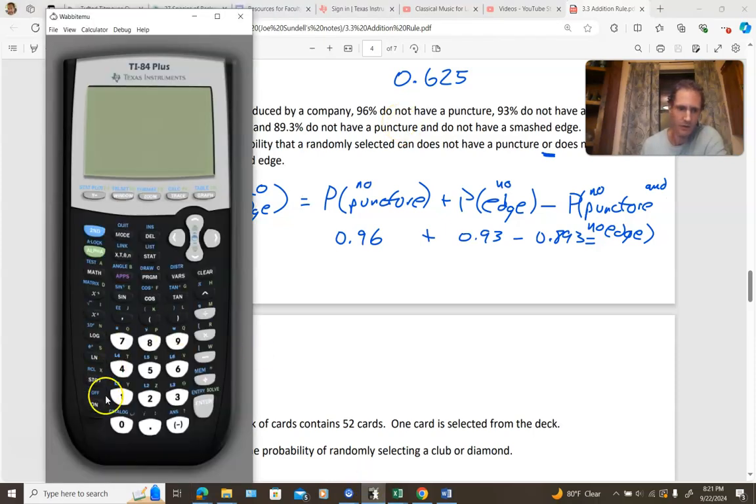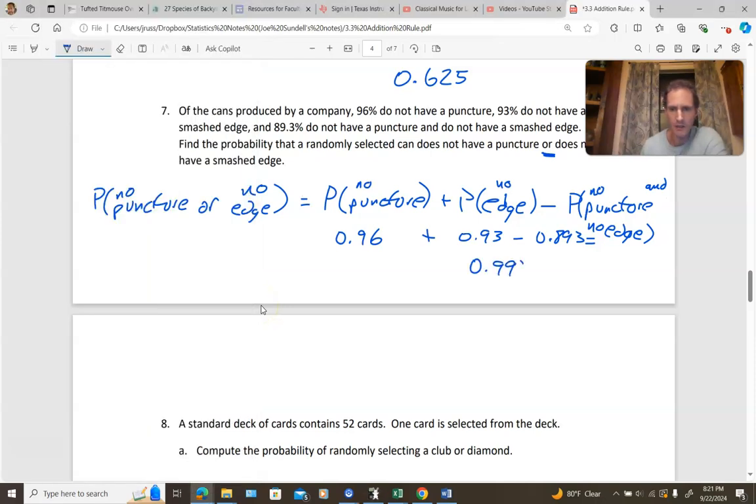Anyway, let's do this arithmetic. 0.96 plus 0.93 minus the probability of that intersection, or the probability of both of those events occurring. That gives 0.997. Well, that's actually close to 1, isn't it?